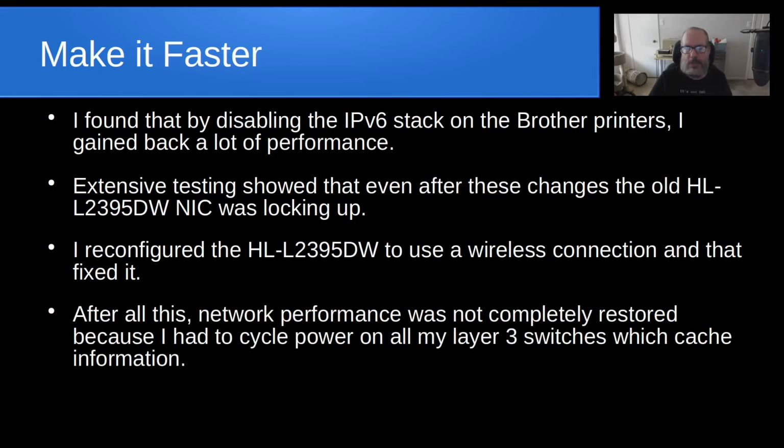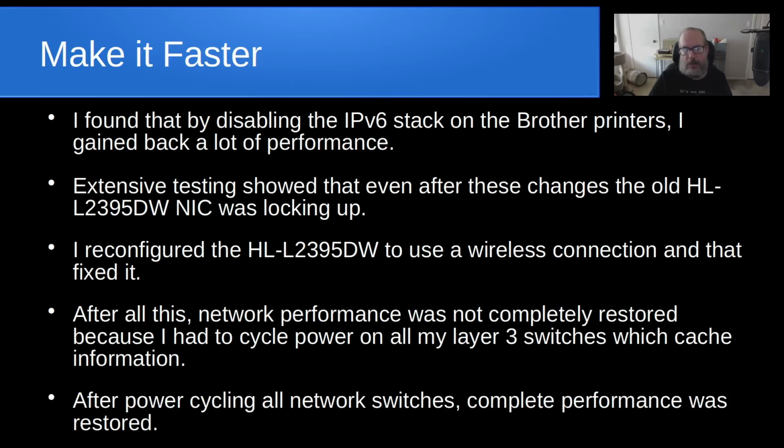So after all this, network performance was not completely restored because I had to go back and cycle power on all of my layer 3 switches because they cache all of this information. So I ended up cycling power on the UDM Pro again and on all the switches with the firewall rules in place. And after power cycling all of the network switches, complete performance was restored. We can now print quickly, we can now scan quickly.